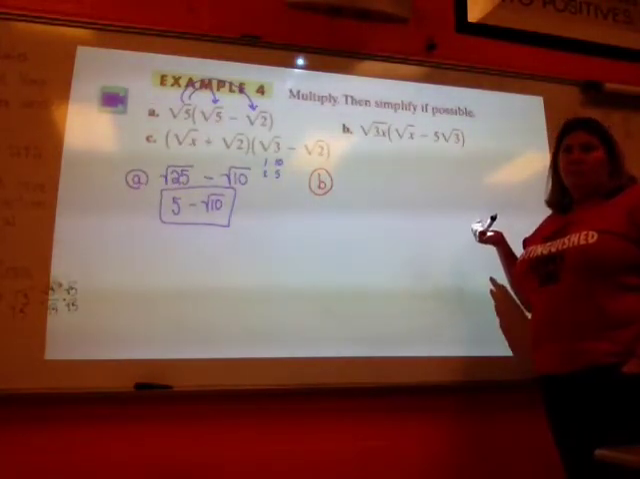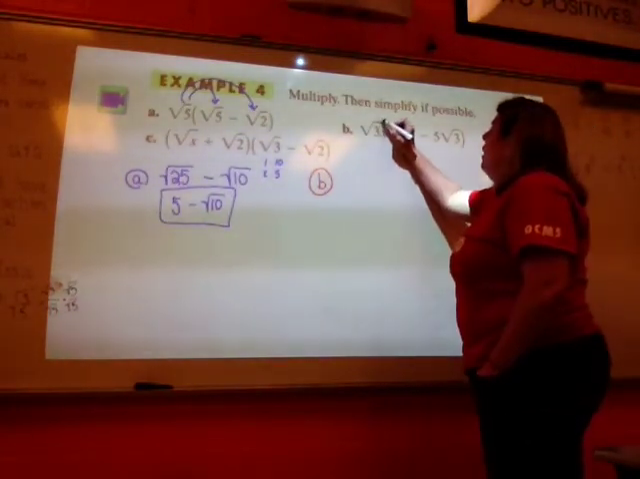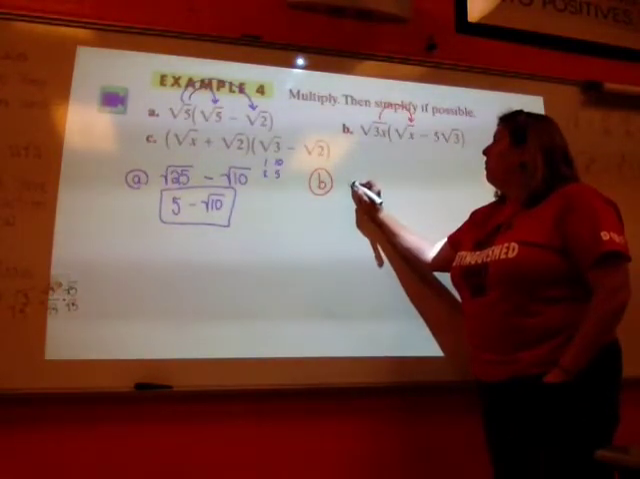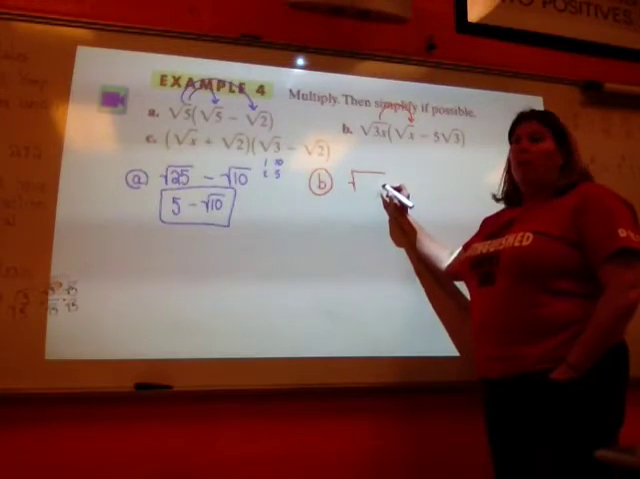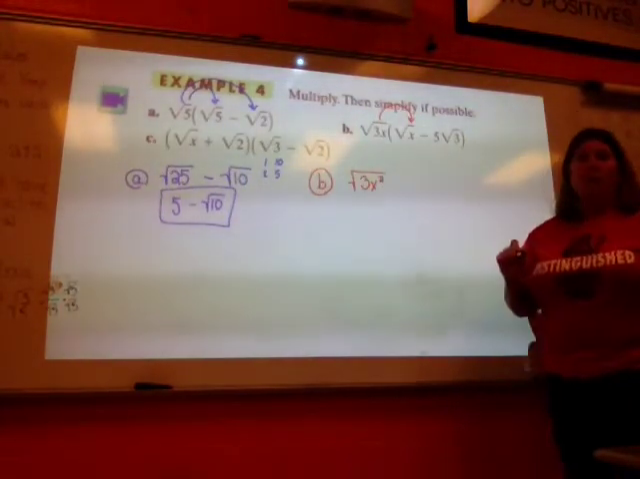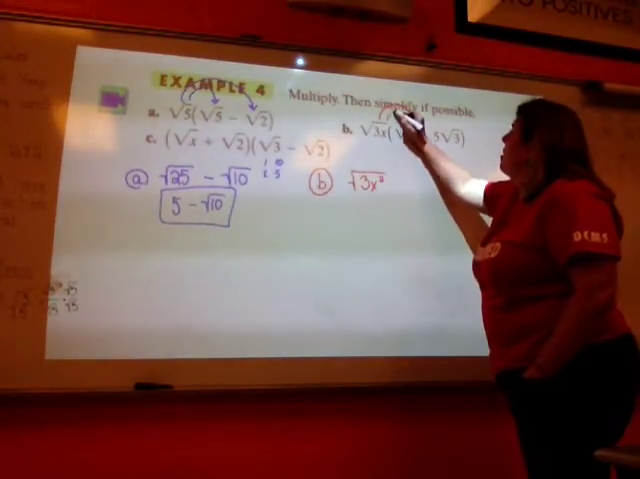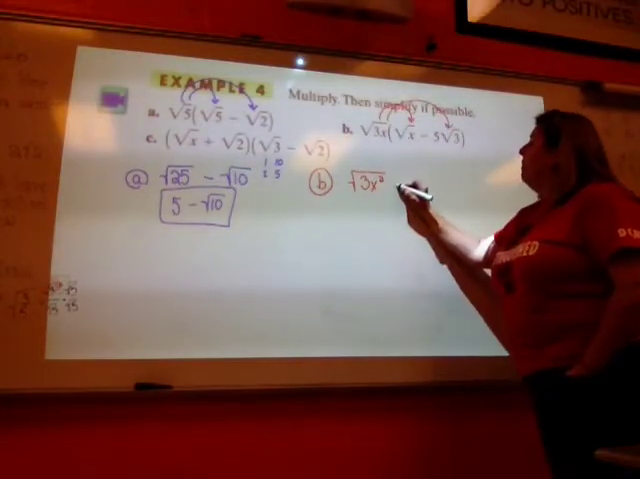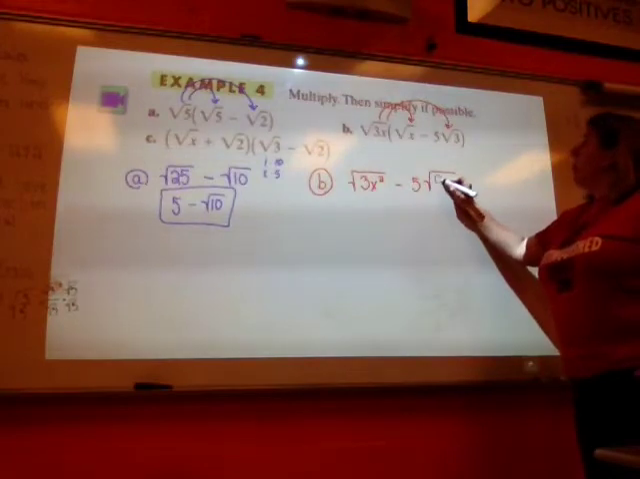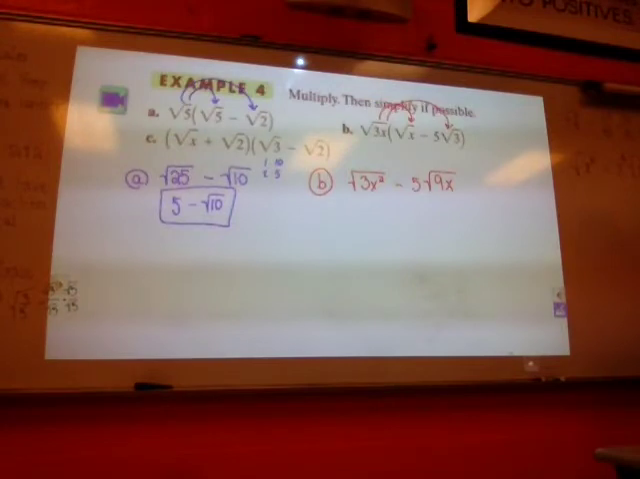What do you want to do? Distribute. Square root of 3x is going to be multiplied by the square root of x. What's that going to get me? The square root of 3x squared. We okay with that? And then the square root of 3x times 5 square roots of 3 is going to be minus 5 square roots of what? 9x. Everybody agree with that? Questions about where those came from?